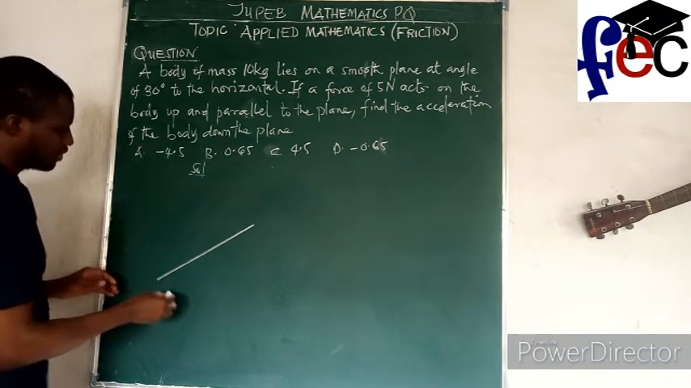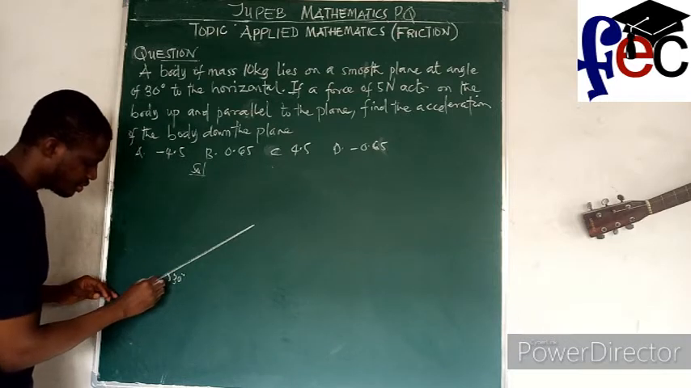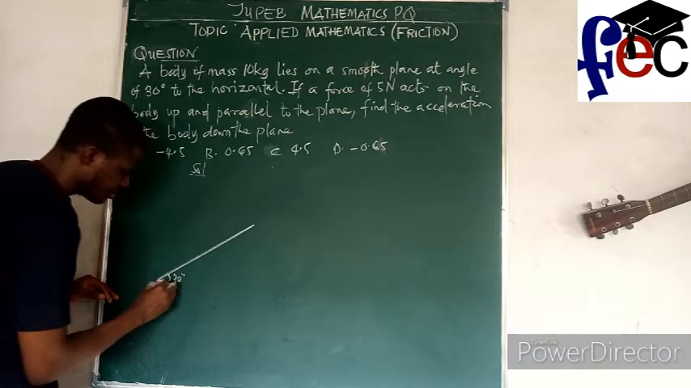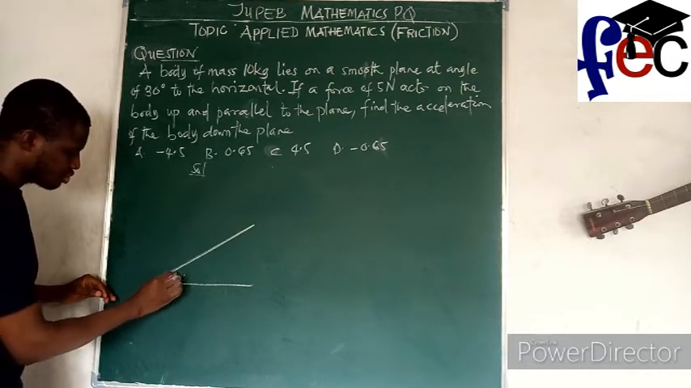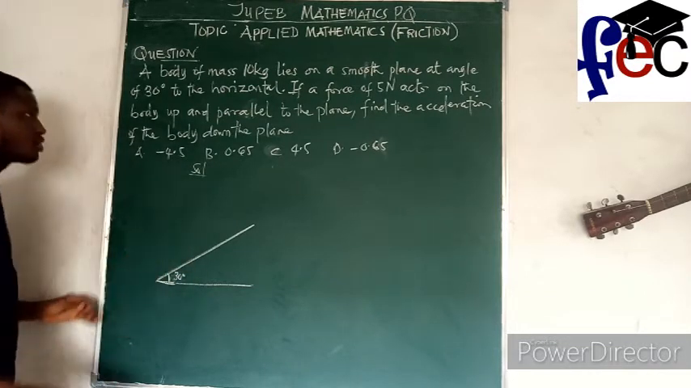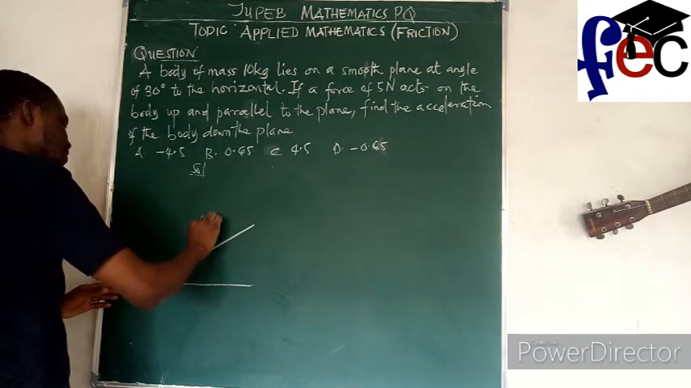and the angle of inclination is 30 degrees. It's not to scale. So we now have the body. Let's take this as the body on the plane.